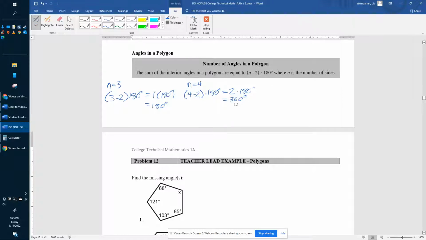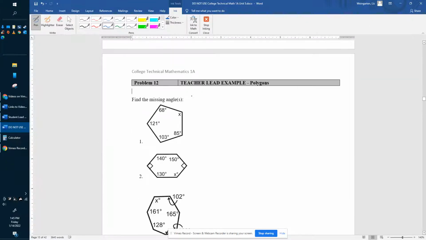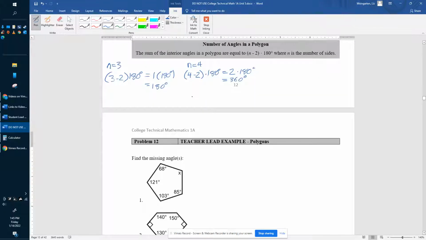So now that we've gotten some practice, let's look at problem 12. Some of these are going to get pretty tricky. We're going to be mixing some algebra in with our geometry. Find the missing angles. So we need to figure out how many total angles are in this shape and then find the missing angle. So this is 1, 2, 3, 4, 5, a pentagon.